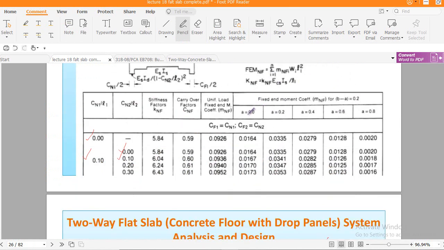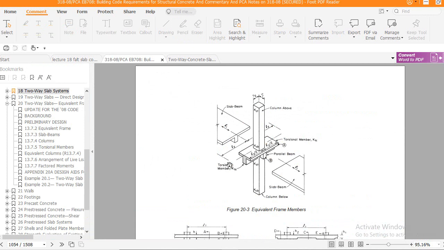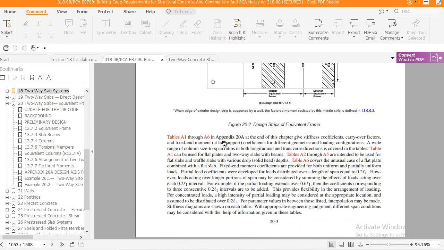When a equals 0.0, a equals 0.2, basically here is what they did. After reading this paragraph, you see that Appendix A20 at the end of this chapter gives stiffness coefficients, carryover factors and fixed end moments at the left support, coefficients for different geometric and loading configurations.